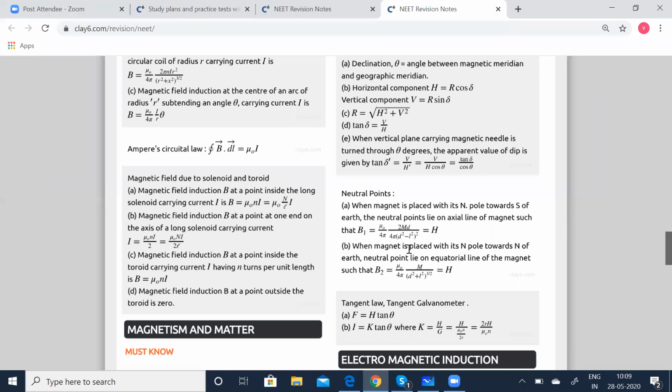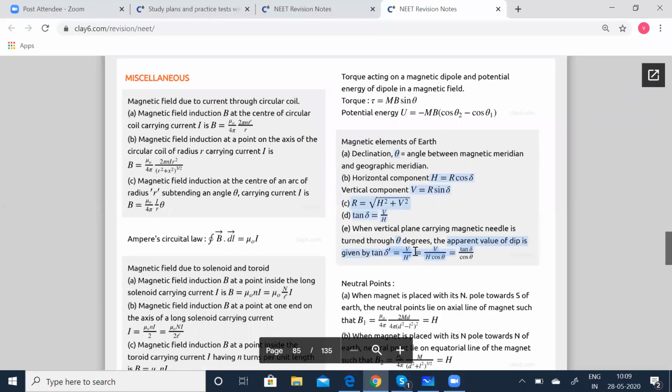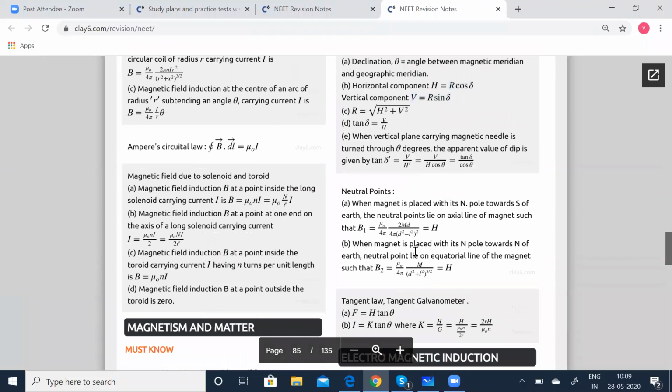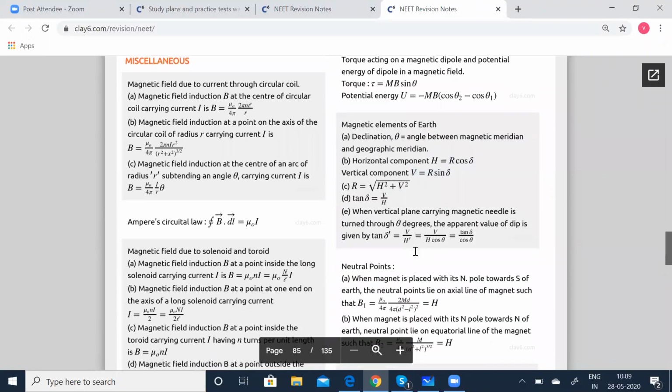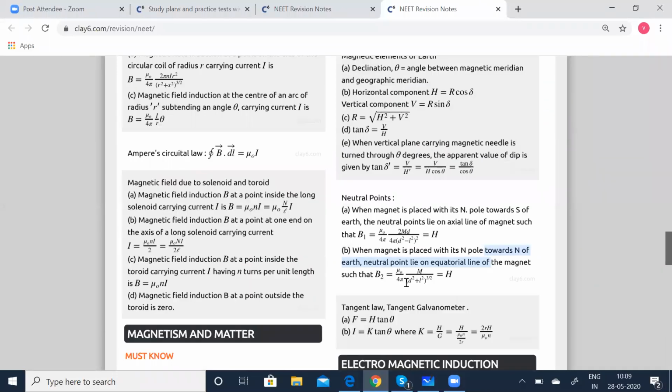When the magnet is placed with its north pole towards the north of the Earth, the neutral points lie on the equatorial line of the magnet such that V2 equals mu0 by 4 pi into m by (d squared plus L squared) to the power of 3 by 2, which equals H. You can compare this with the equatorial position and the axial line.